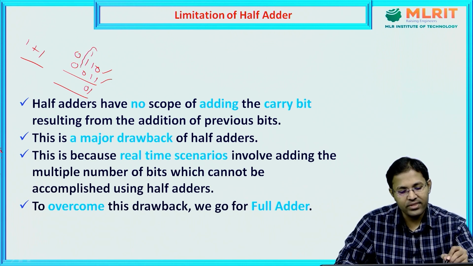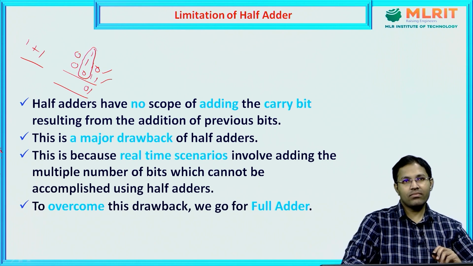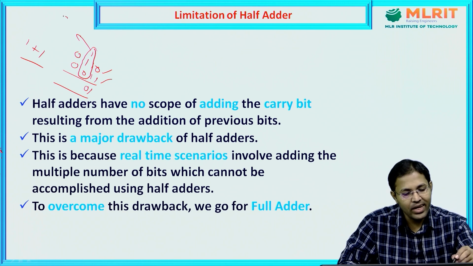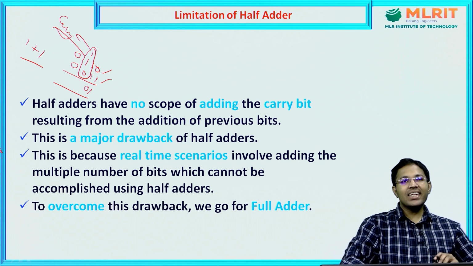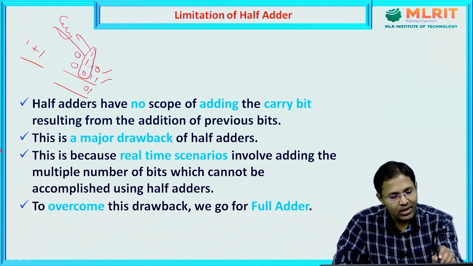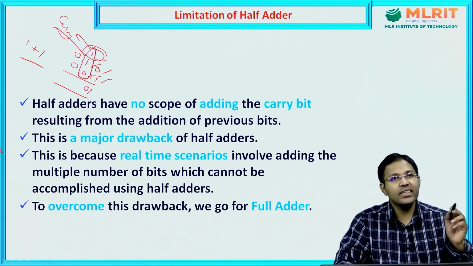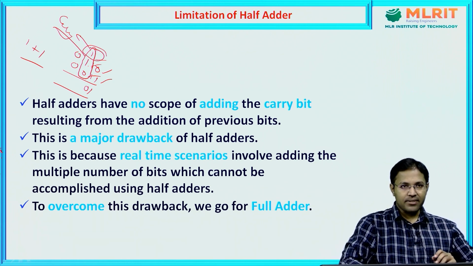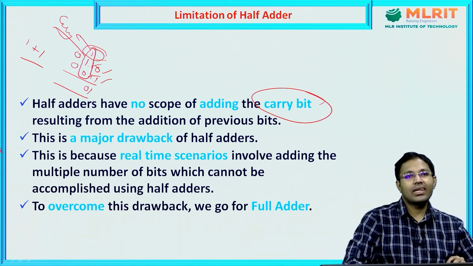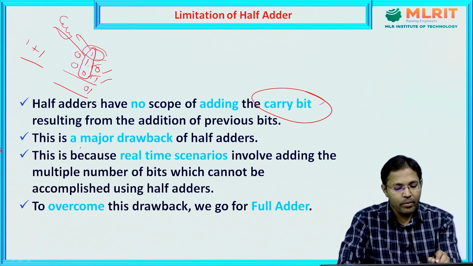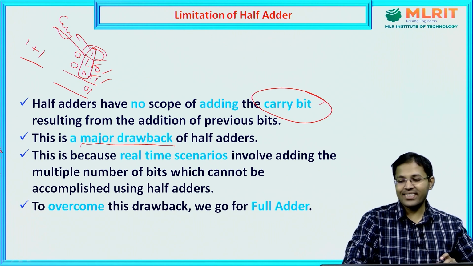But now here if you see, we need to add 3 bits, 1 1 0. This is the carry, and half adder can only add 2 bits. It can perform 1 plus 0. But what about this one? So this is the limitation of your half adder. It cannot add carry bit. Then this is the major drawback of the half adder.